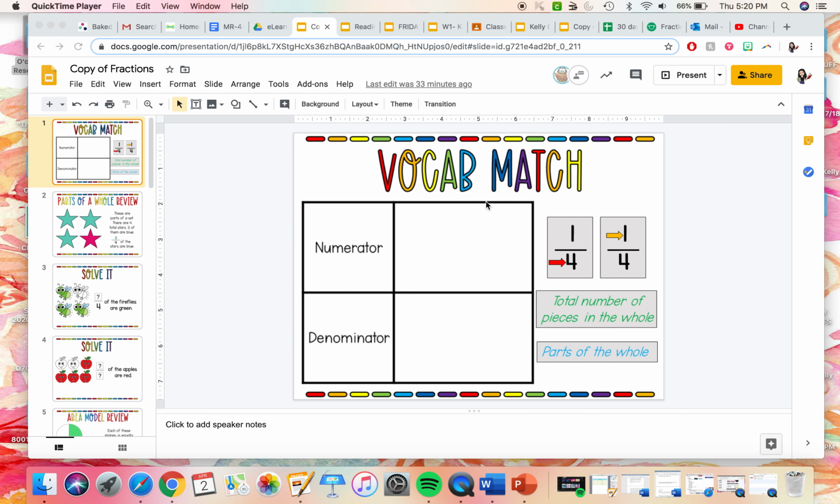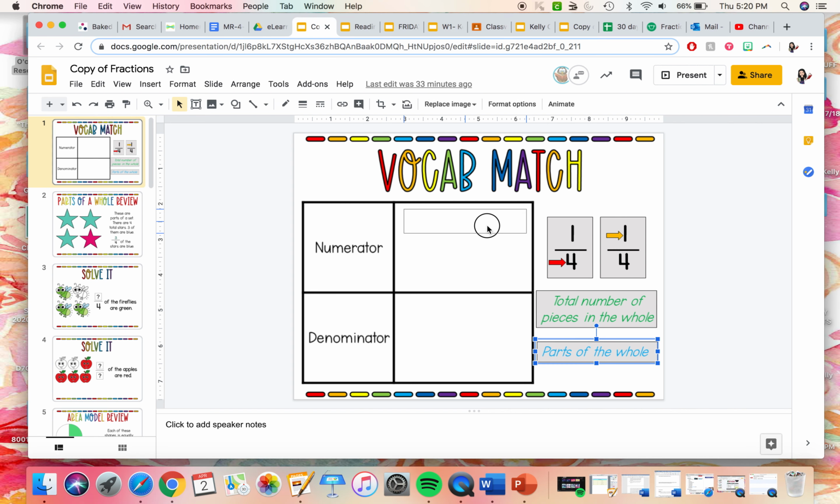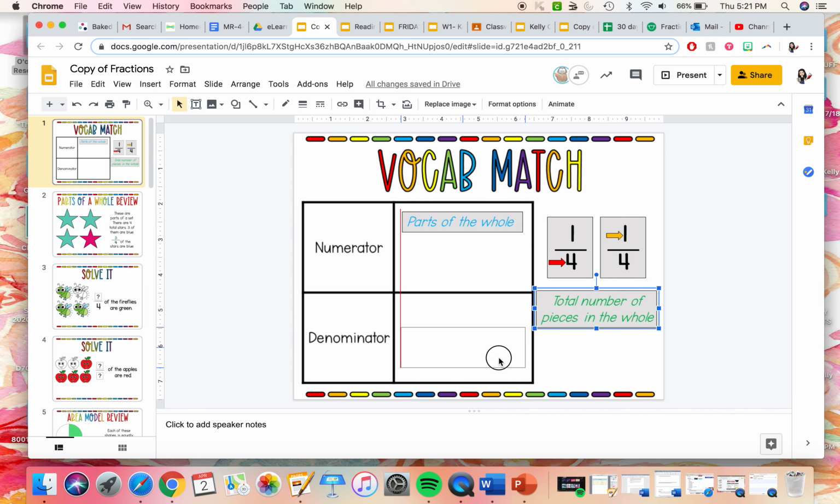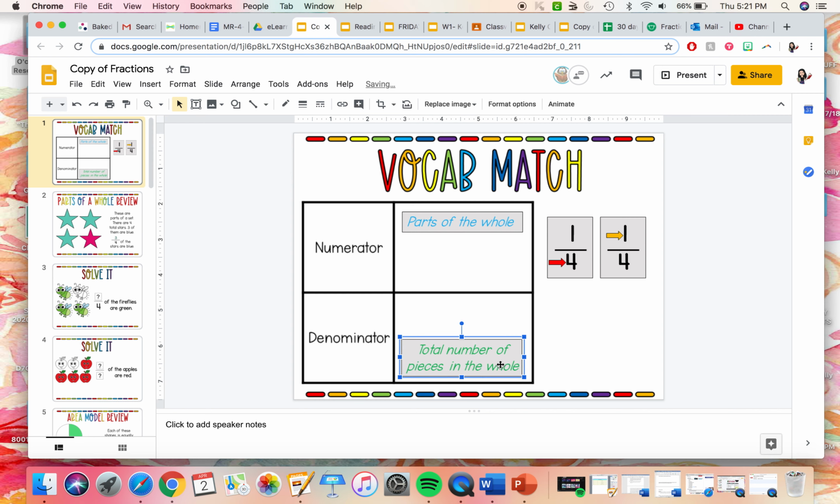So our first part here, we're looking at our vocabulary. We are remembering that the numerator is the parts of the whole, right? It's that top number. So I'm going to go ahead and move parts of the whole into our definition here. We also know that our denominator is the total number of pieces in the whole. So this is what's kind of the whole piece.